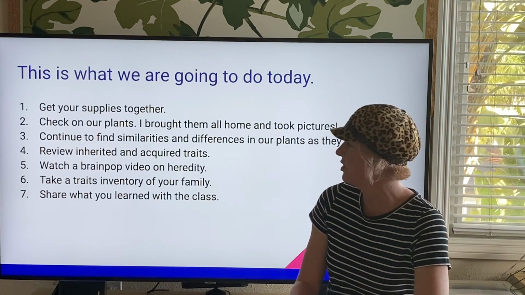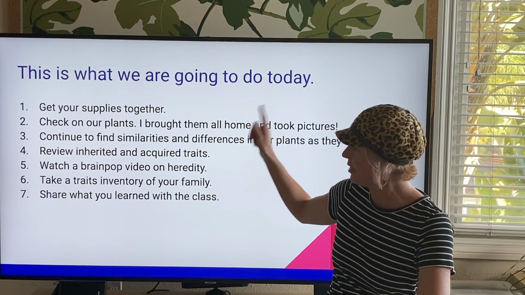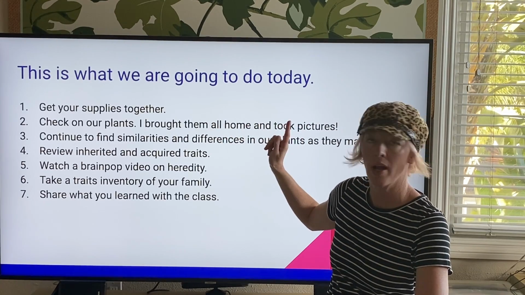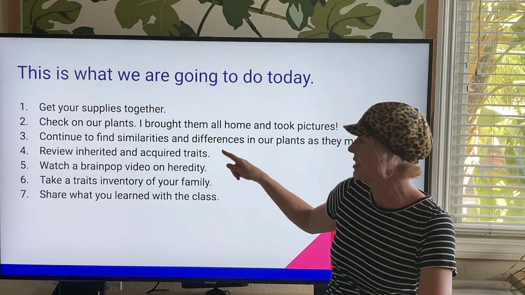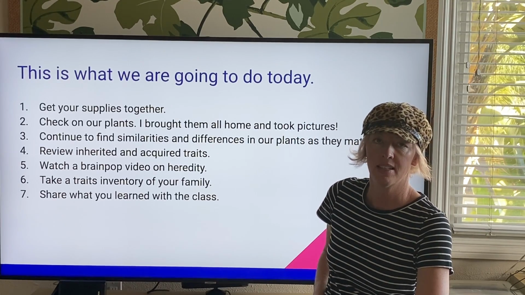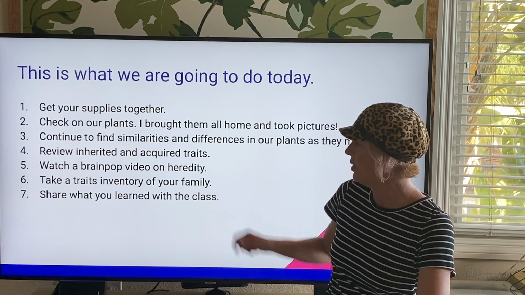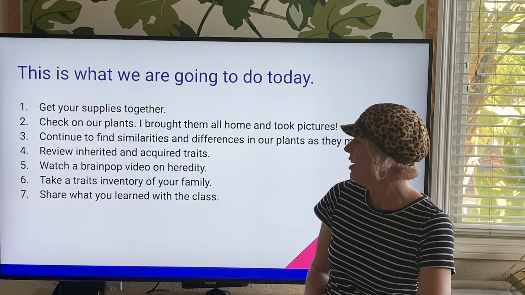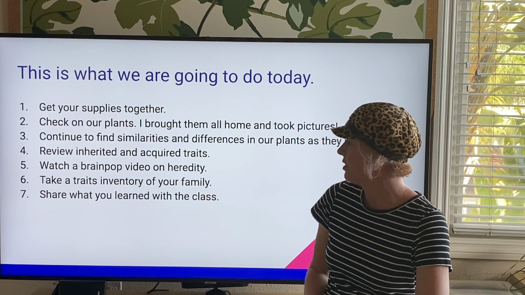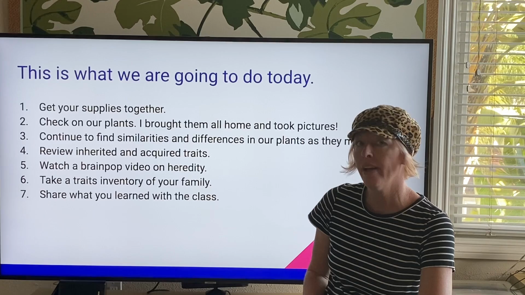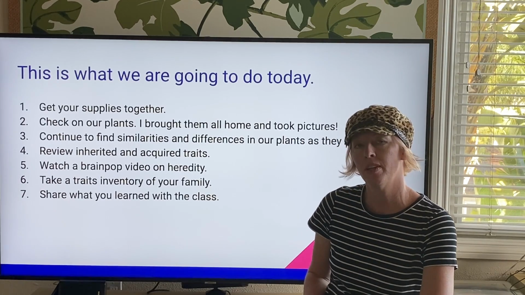This is what we're going to do today. You're going to get your supplies together. We're going to check on our plants. I brought them home and they're growing on my front porch. We're going to continue to find similarities and differences in our plants as they mature. You're going to review inherited and acquired traits. You're going to watch a Brain Pop video on heredity. Then you're going to take a traits inventory of your family, and then you're going to share what you learned with the class.